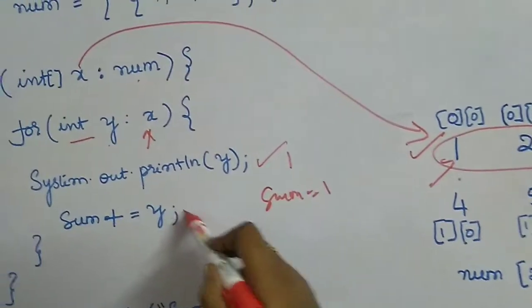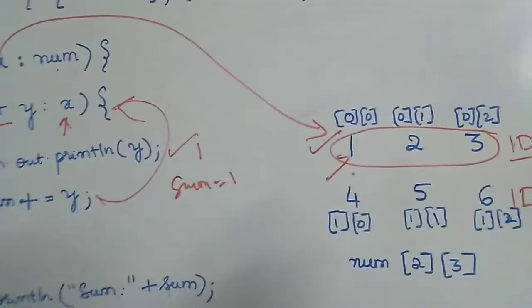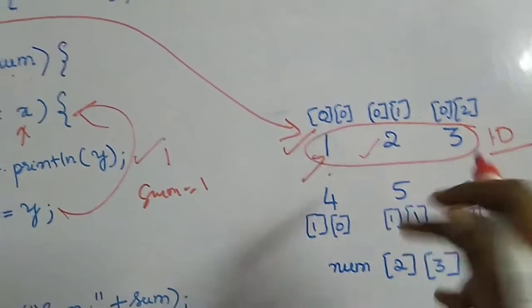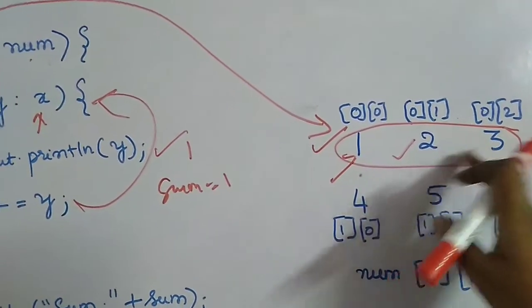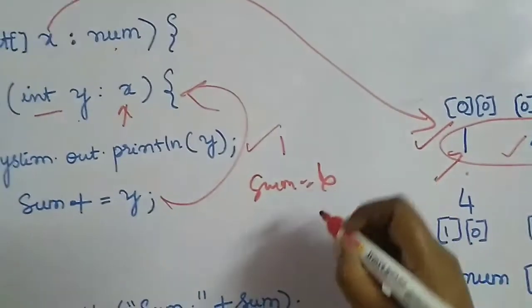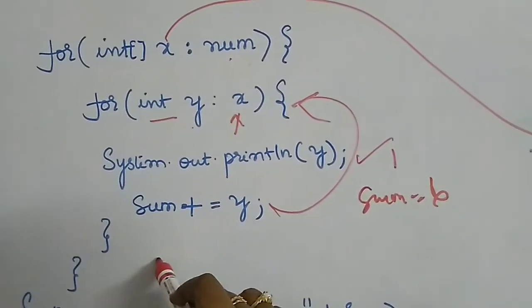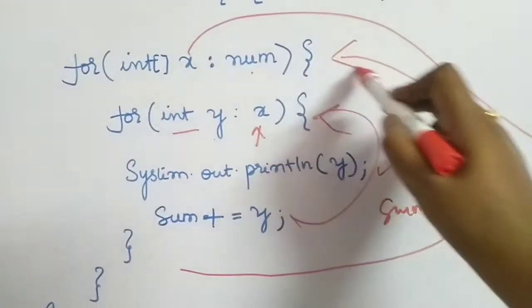Then it goes for the next iteration where x will give the next element, which is 2. So 2 is taken, so it iterates. Finally, sum will be holding the value of 1 plus 2, which is 3, and 3 plus 3 is equal to 6. So again the inner loop will break. Once the inner loop is broken, it goes to the outer loop.